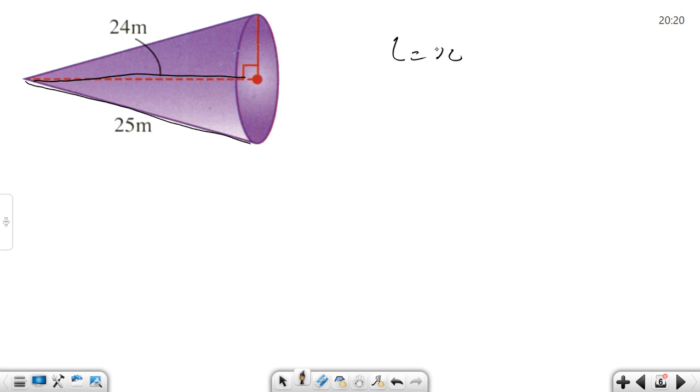Lateral area equals pi r slant height. I know the slant height is 25, but I do not know the radius. So how can I calculate the radius? That's 24, that's 25, and that's the radius. So there is a right triangle. I can use the Pythagorean Theorem: 25 square equals 24 square plus r square.